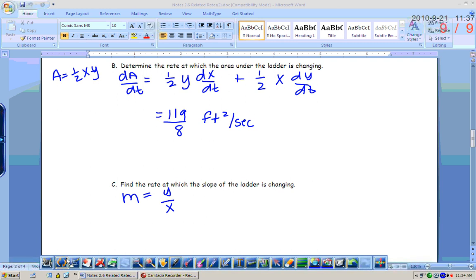Well, at that time on B, the area is actually increasing. And it will increase and then it will actually decrease.